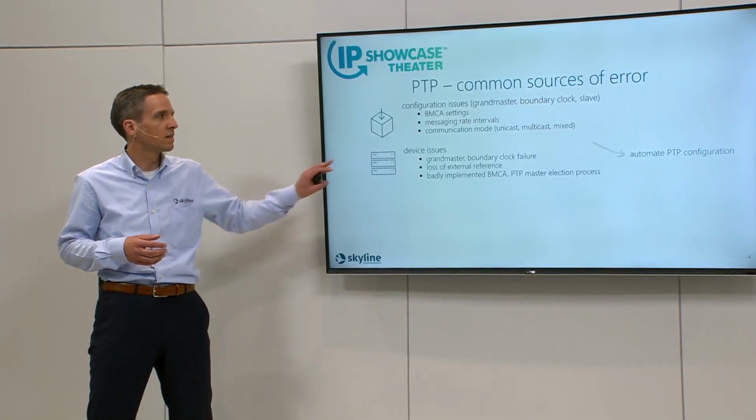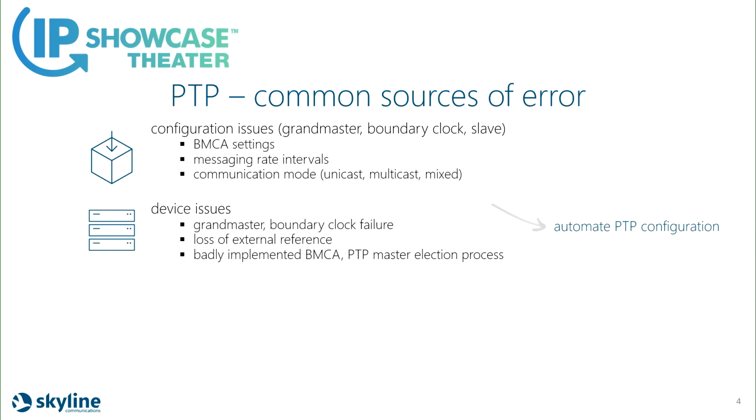The other part is then when it's up and running. We might see device issues. A Grandmaster can fail. A boundary clock can fail. A loss of external reference. You lost your GPS, for example.